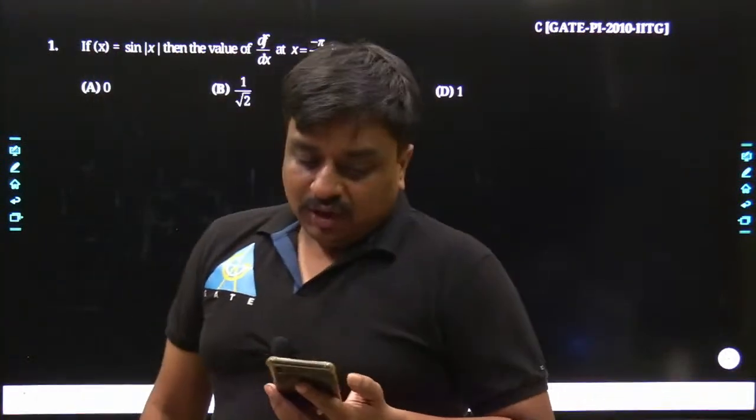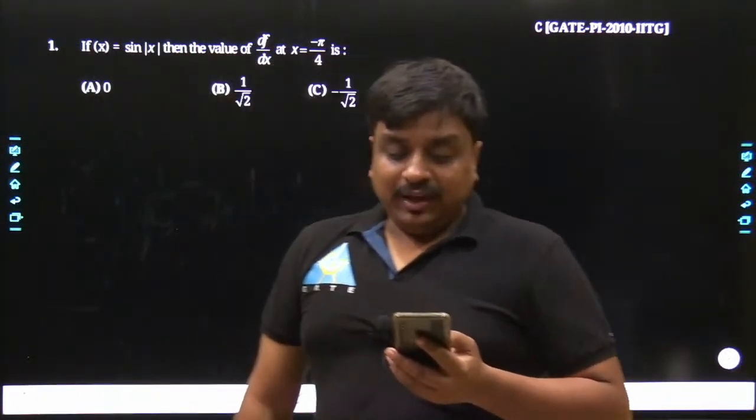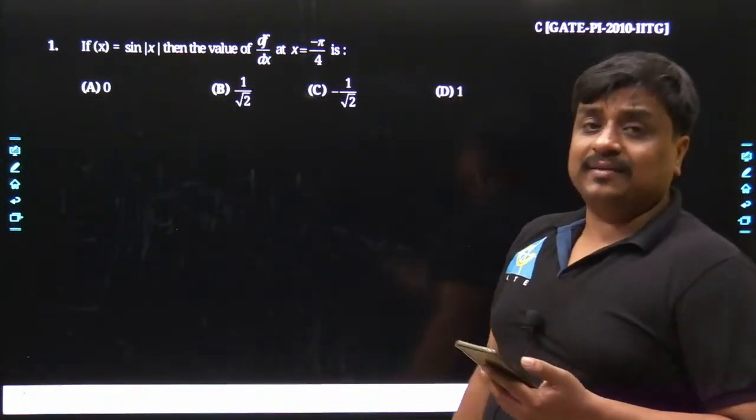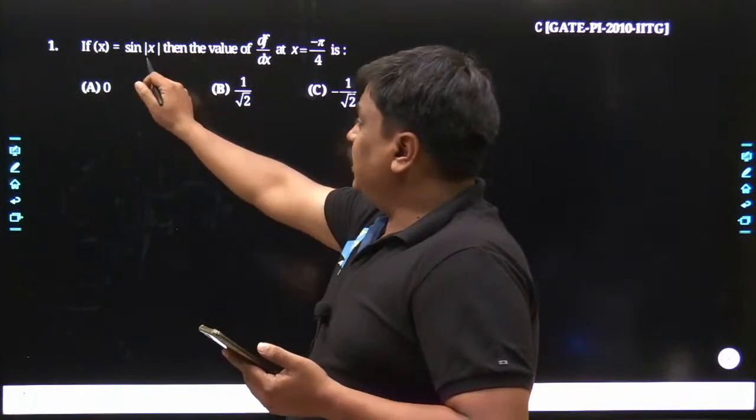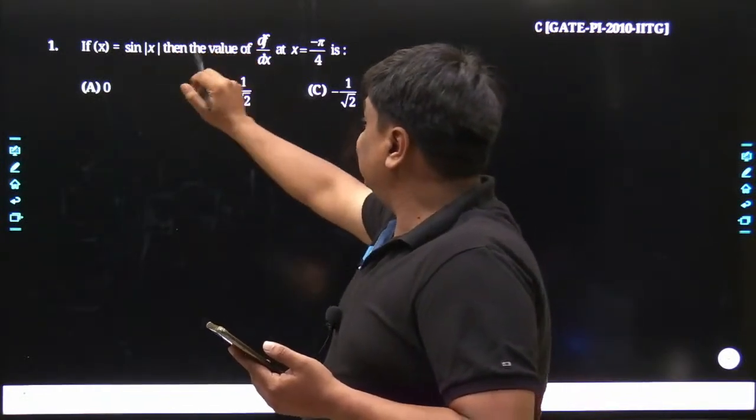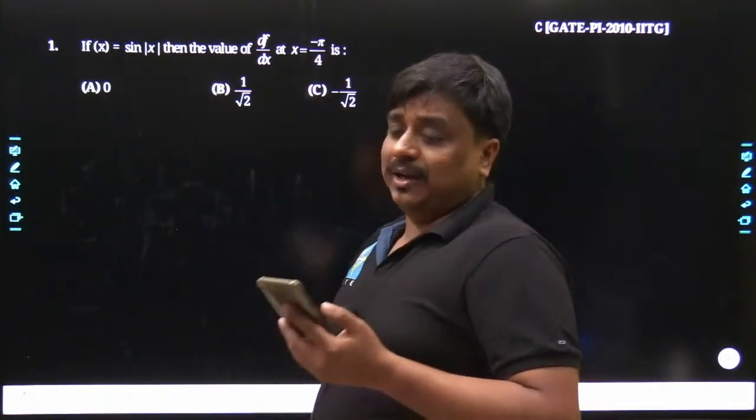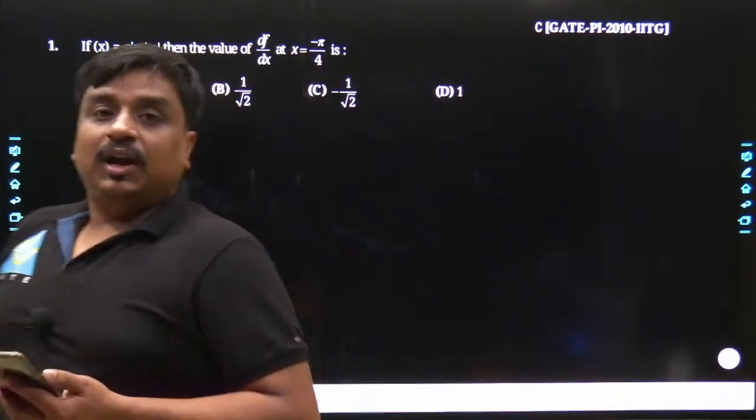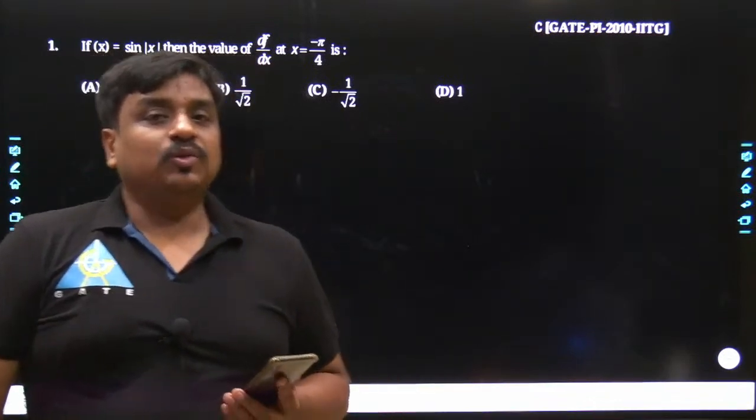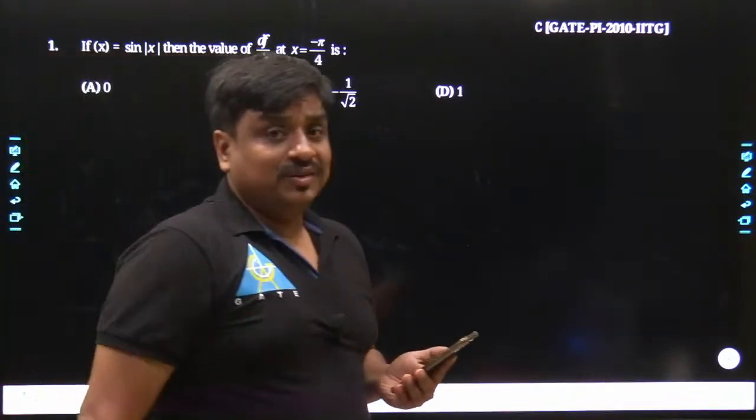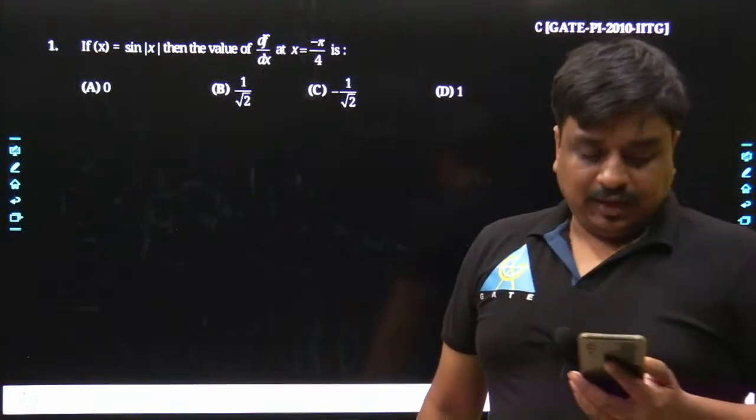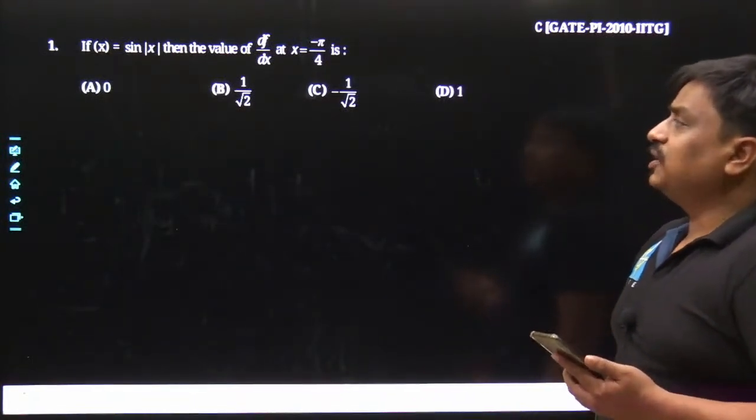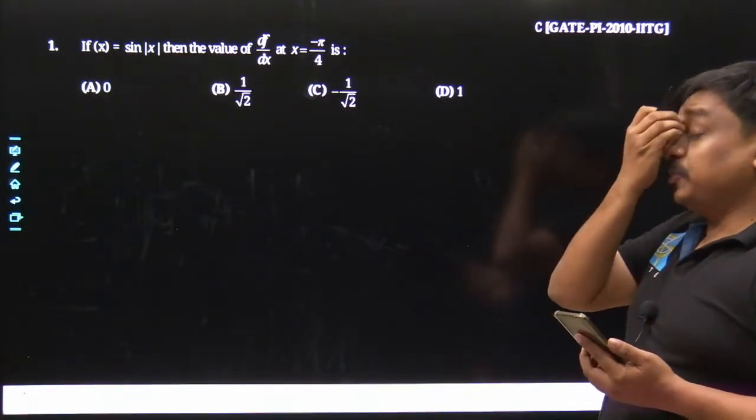So far I did not get any response, but I would expect this problem could have been solved maximum within 60 seconds. You had to get the differentiation of sine of mod of x precisely at x equals minus pi by 4. Tell me what would be the best answer for this given problem. And yes, it is a type of MCQ, that means out of 4 options, only 1 option is going to be correct. Tell me. 5 students are live, but still I did not get any response. Such an easy problem it is.